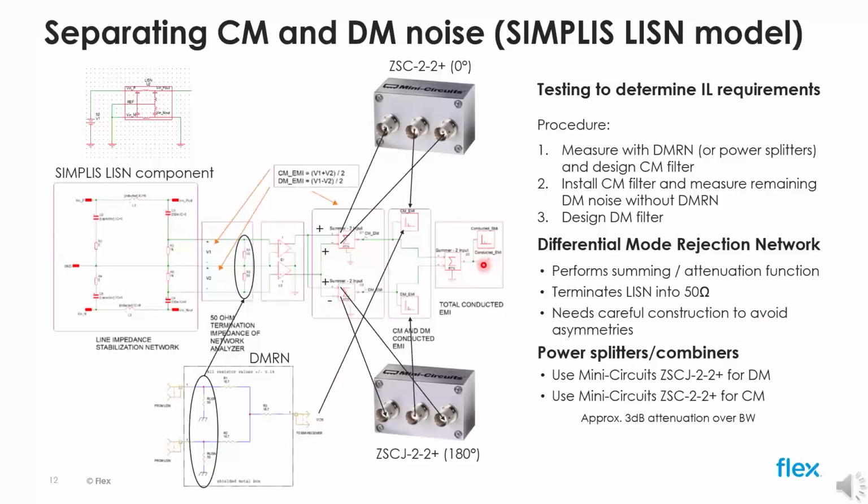We can replicate those functions by using either a differential mode rejection network or power splitter combiners. The differential mode rejection network circuit is shown on the bottom of the slide, and suitable splitter combiners are listed. With splitters, we can eliminate one noise mode or another and determine the actual insertion loss requirements of each mode. With the differential mode rejection network, we can do the same by following the 3-step procedure described here.